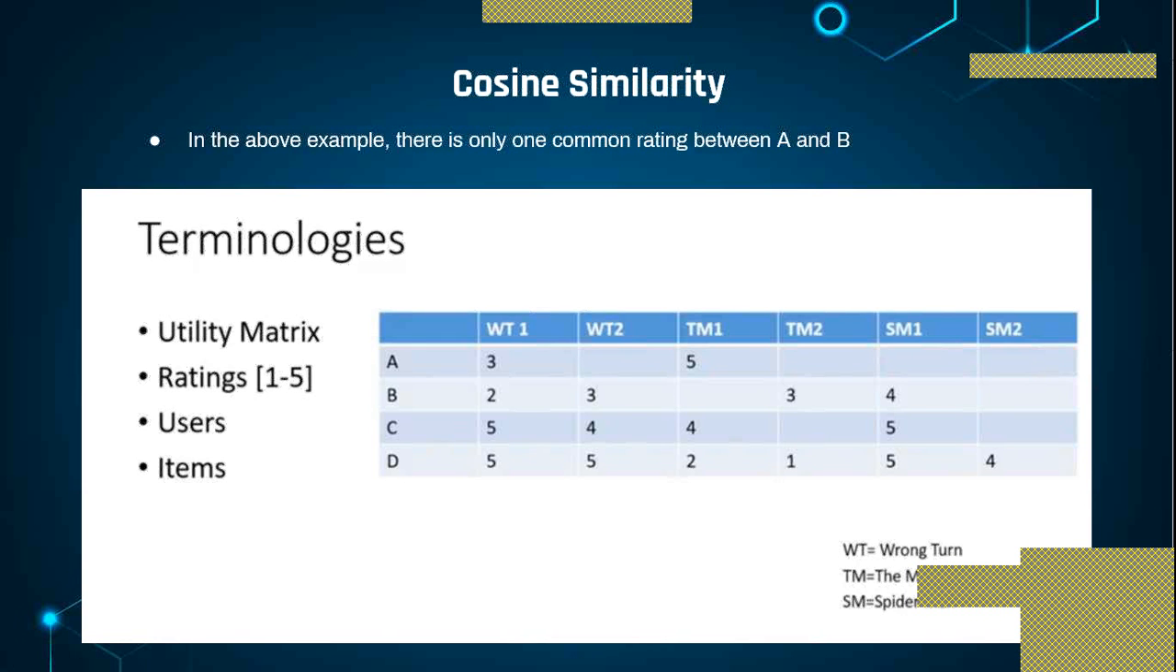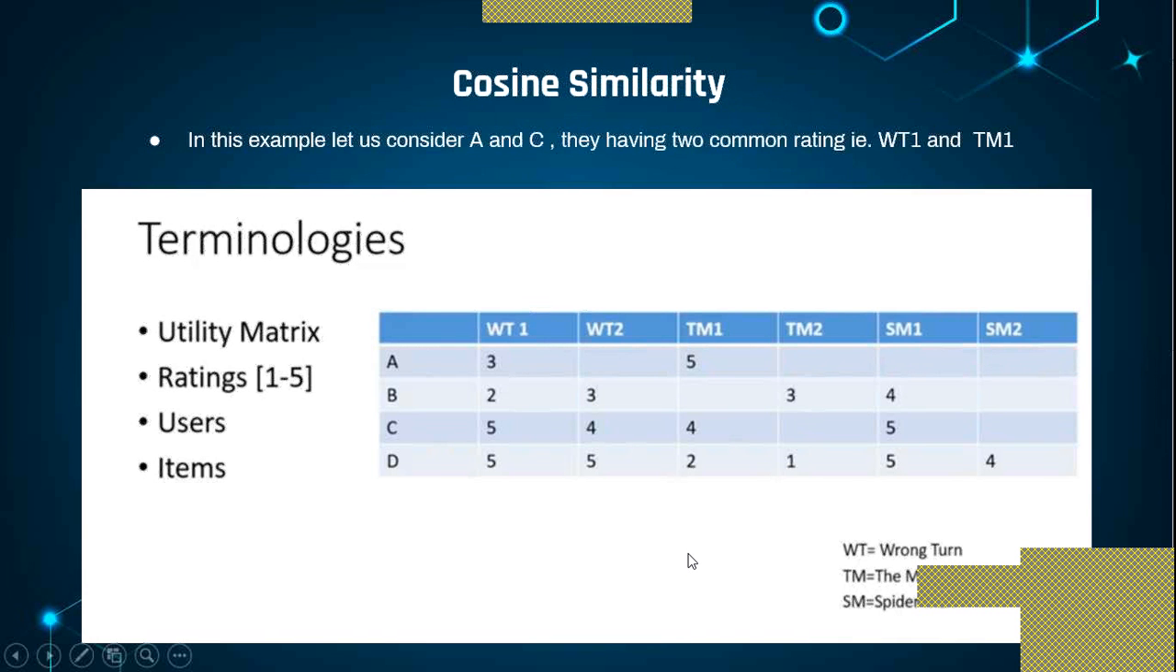So let us consider the second example. In this example, we are using a utility matrix. Here there are 4 users named A, B, C, and D, and 6 movies. These are WT1, that is Wrong Turn, then TM, that is The Matrix, and SM, that is Spider-Man. And each user gives their respective rating for the movies Wrong Turn, The Matrix, and Spider-Man. So this is a utility matrix.